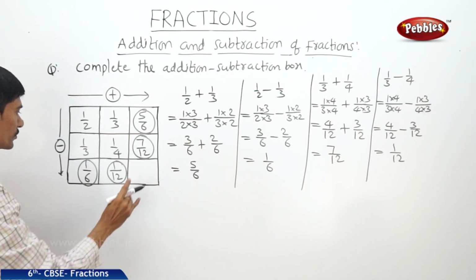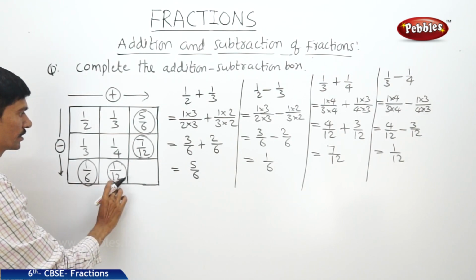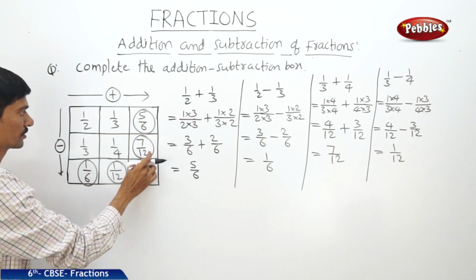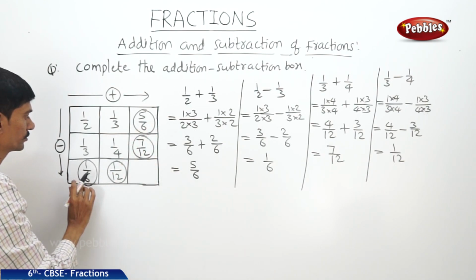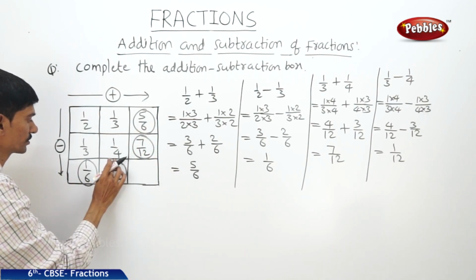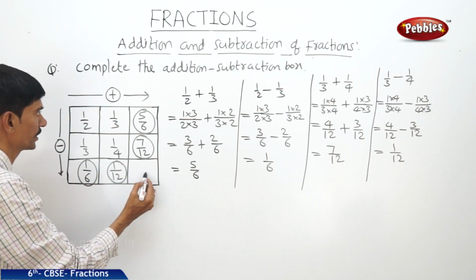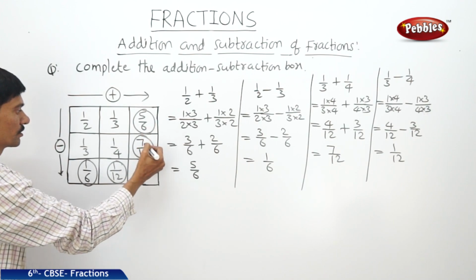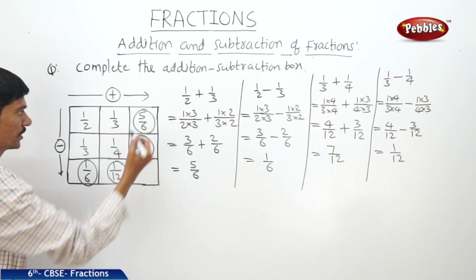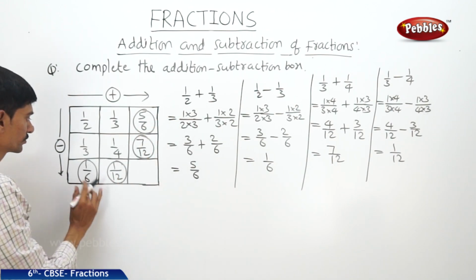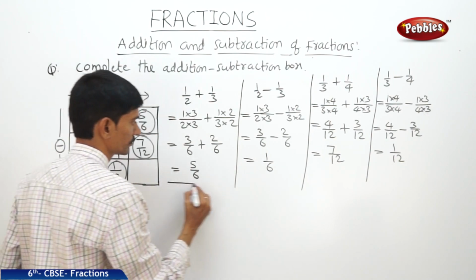Next, this box should be filled by adding these two fractions or by subtracting. If you add the two fractions 1/6 plus 1/12, we get one answer here. And if you subtract 7/12 minus 5/6, we'll get a different answer. So let us add these two fractions, 1/6 plus 1/12.